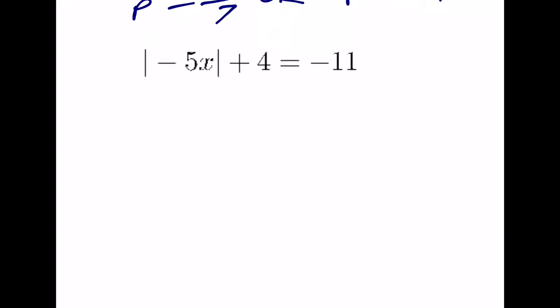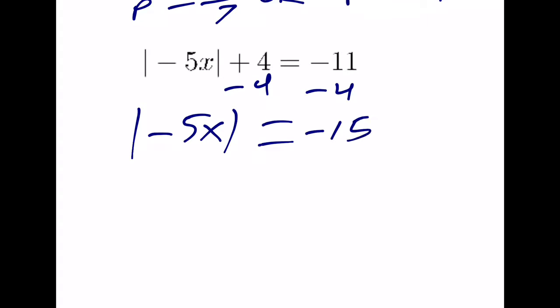Moving down, subtracting 4 from both sides, I get the absolute value of negative 5x is equal to negative 15. The absolute value of something will never be negative, so we can simply write undefined and move on.